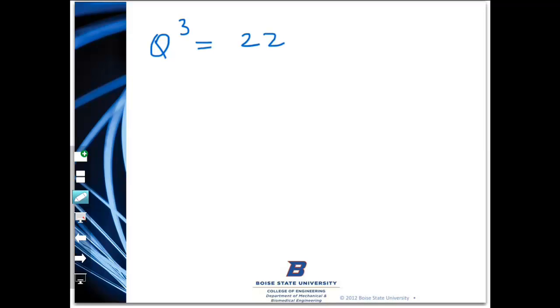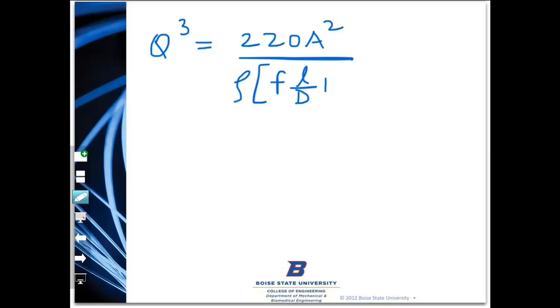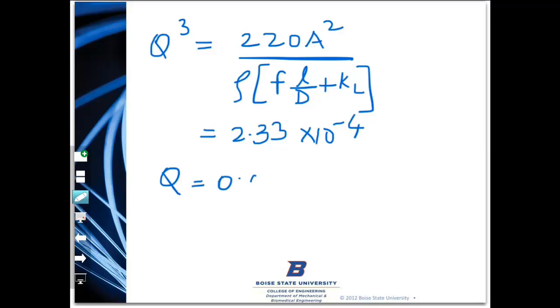Okay, and you'll get, if you do a little bit of algebra here, Q cube is 220 A square over rho times f L over D plus KL. This looks slightly simpler, so just substitute the numbers and take the cube root. And then you take the cube root of that, so Q will be 0.06 cubic feet per second. Okay? So this is how you go ahead and compute the flow rate in this particular situation.